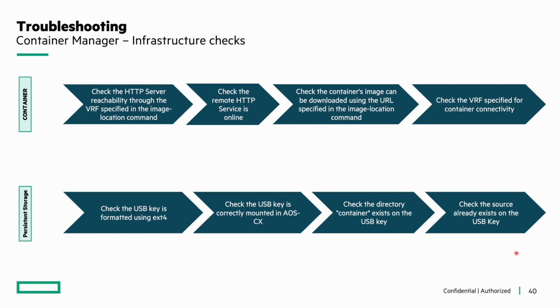Now, regarding the persistent storage, we need to check the USB key is formatted using ext4. We also need to check that the USB key is correctly mounted in AOS-CX. We need to check the directory container exists on the USB key. And finally, we also need to check that the source already exists on the USB key.